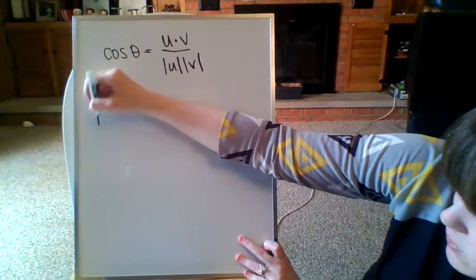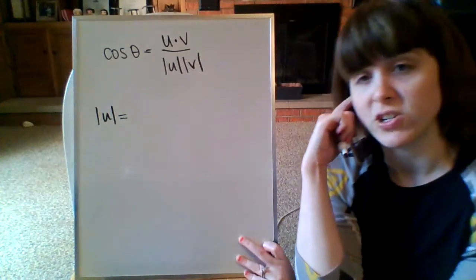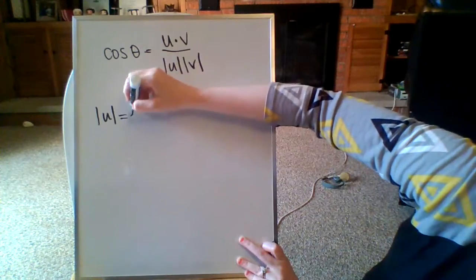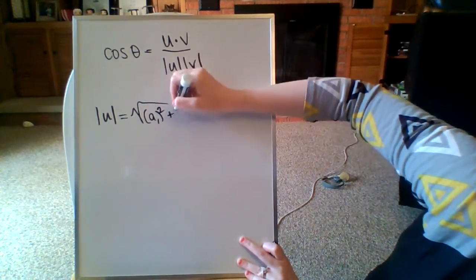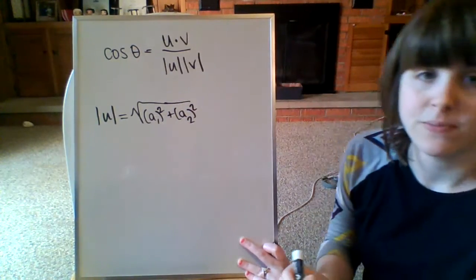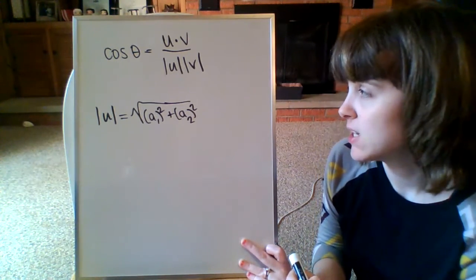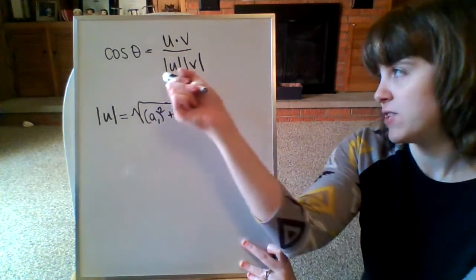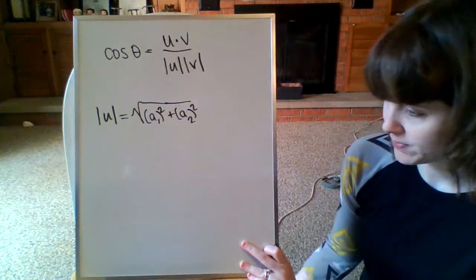The magnitude of vector u, we're going to assume that vector u is a1 and a2 again. That would look like this: a1 squared plus a2 squared, and then you take the square root of it. That's how you find the magnitude of a vector. So you're going to have to find the magnitude of u and the magnitude of v, and then you multiply them together on the bottom.